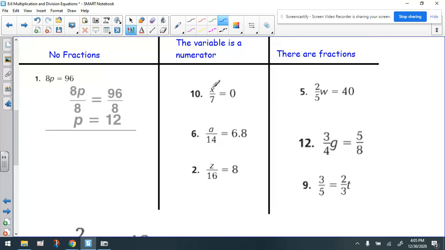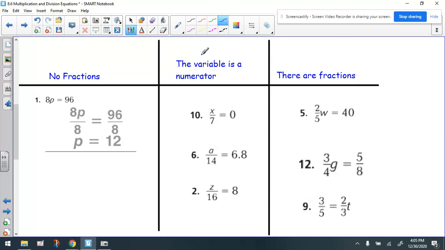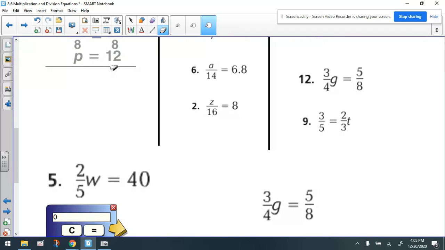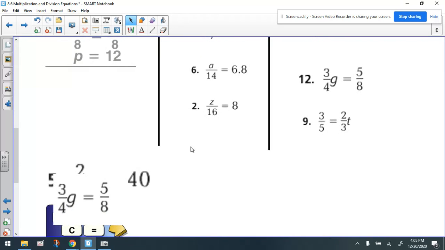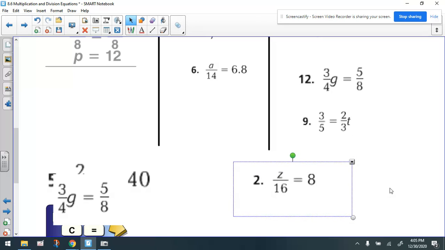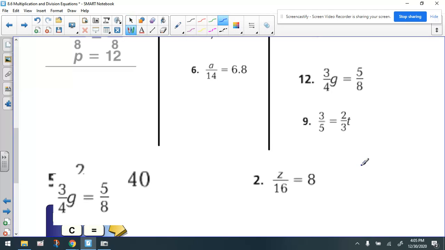So let's take a look at the ones that are in the middle here, ones where the variable is a numerator. If we stop and just think about what these things really mean, sometimes that can help you. So let's look at number 2 first. Number 2 really means z divided by 16 equals 8. So you could write it like this, z divided by 16 equals 8. This is another way to write this expression.